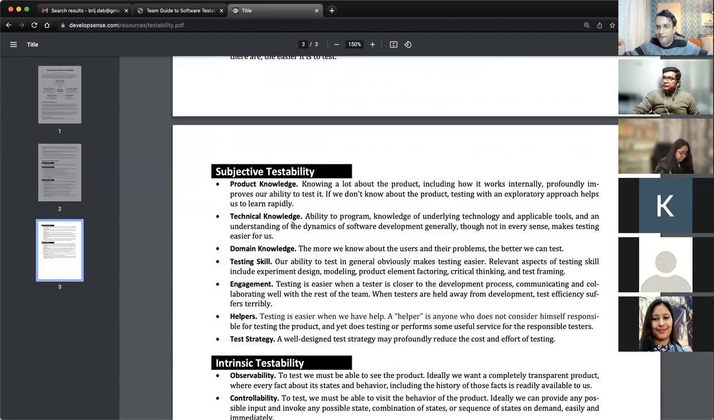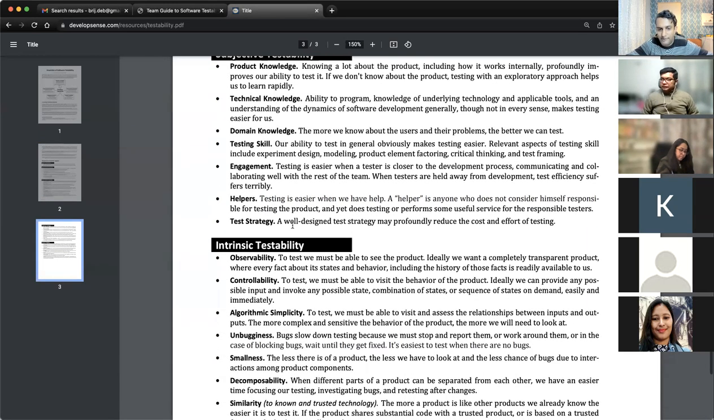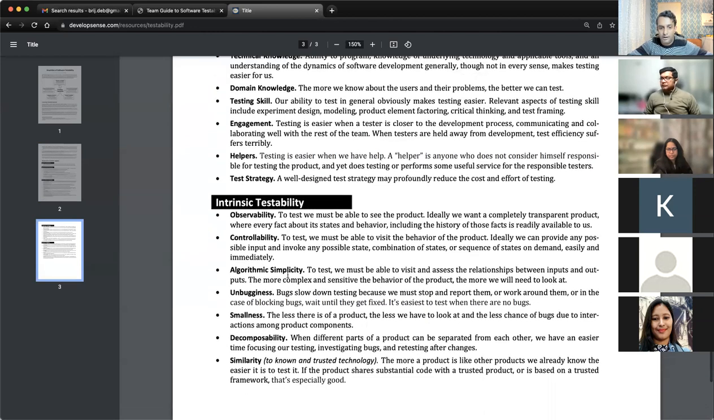People have different levels of understanding of the product, of the domain, and then the skill is different. Okay, your strategies are different, the way you look at testing. So that's there. And then the aspects that I was talking about, which is covered under intrinsic testability, which is observability, controllability, decomposability. Okay, smallness, of course, how small it is. That's also unbugginess, that is less number of bugs. Some of the things that I spoke about.